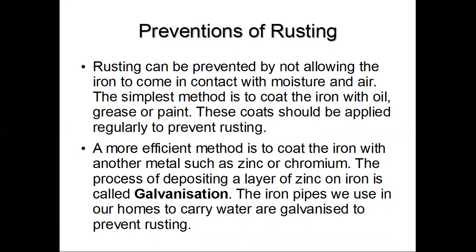The more efficient method is to coat the iron with another metal such as zinc or chromium. The process of depositing a layer of zinc on iron is called galvanization. The iron pipes we use in our homes to carry water are galvanized to prevent rusting.